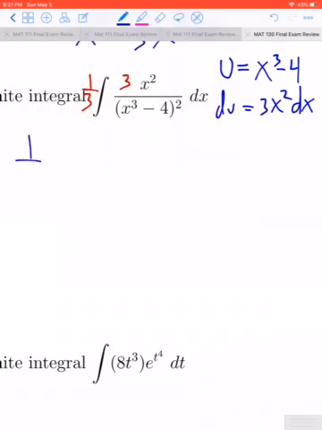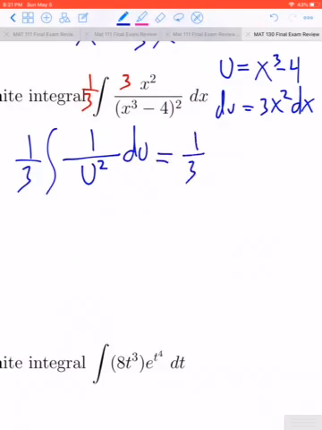It will become 1/3 the integral of the 3x squared dx will get replaced with our du, and then our denominator will look like u to the second power. And now this is going to turn into a basic antiderivative in the variable u. To do this, we would first want to rewrite this as the integral of u to the negative second power du.